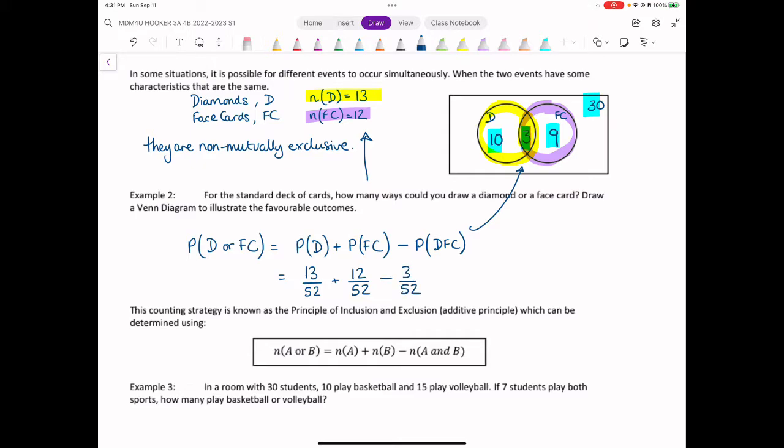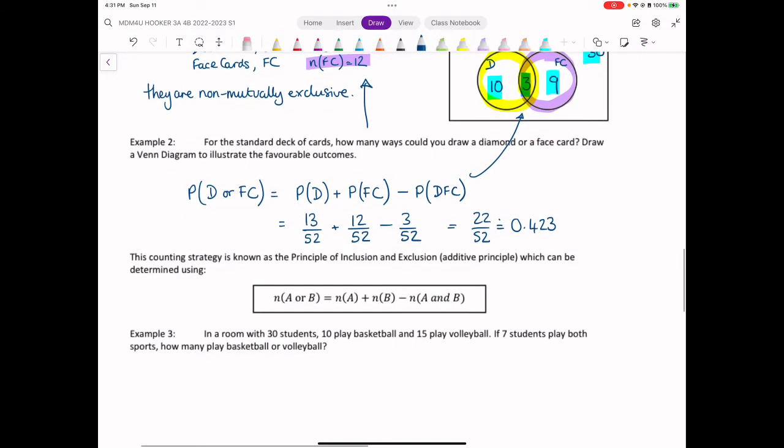Because otherwise we'd be counting it twice. So that would simply equal 22 out of 52, and I think that as a decimal is something like 0.423 or 42.3%. Okay? So when they are non-mutually exclusive, it's really important that we account for double counting.